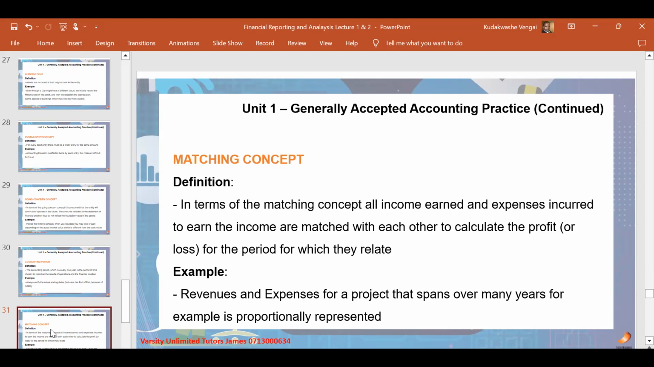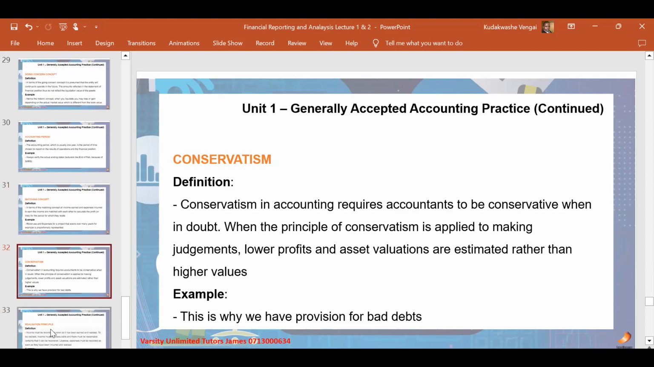So that's what we're saying. You are matching. If 50% of the expenses are in year number 1, therefore 50% of the income should be given to year number 1. If 20% of the expenses are in year number 2, therefore 20% of the income should be apportioned to year number 2. You are matching your revenue and expenses if your business is spanning over different years. So that's the matching concept.